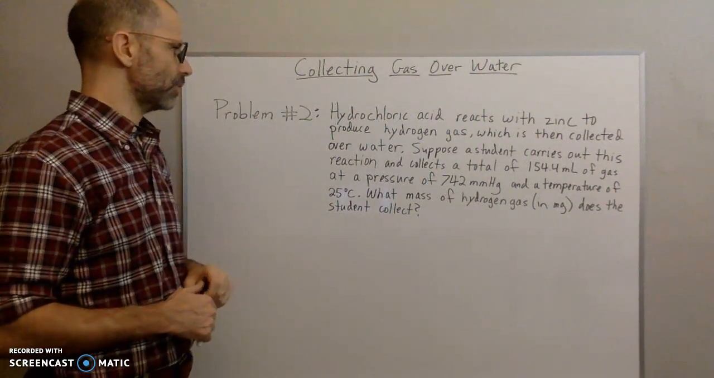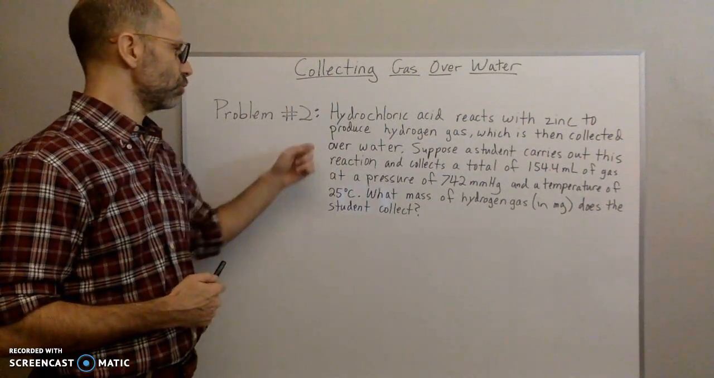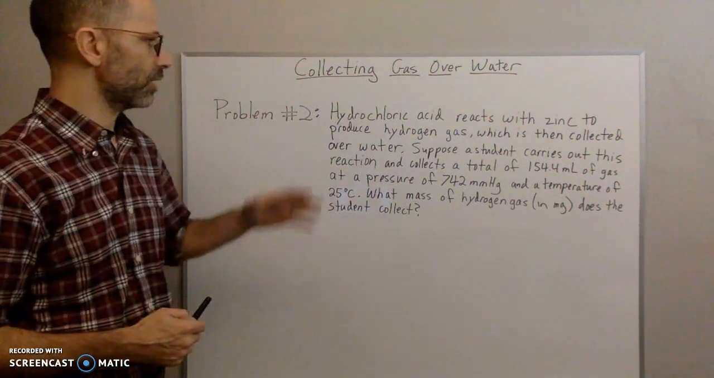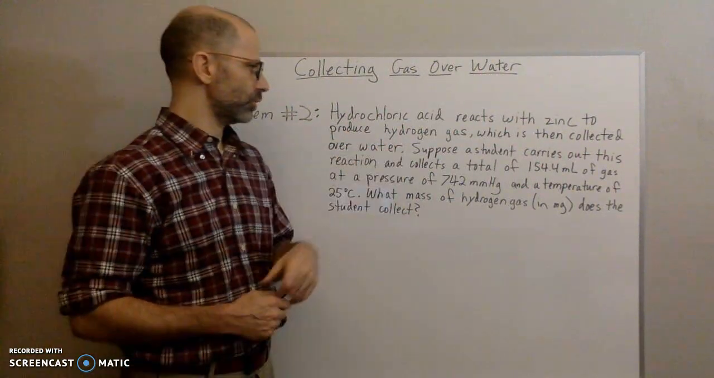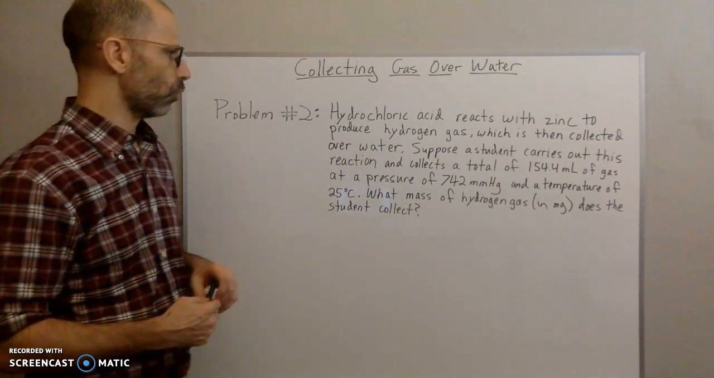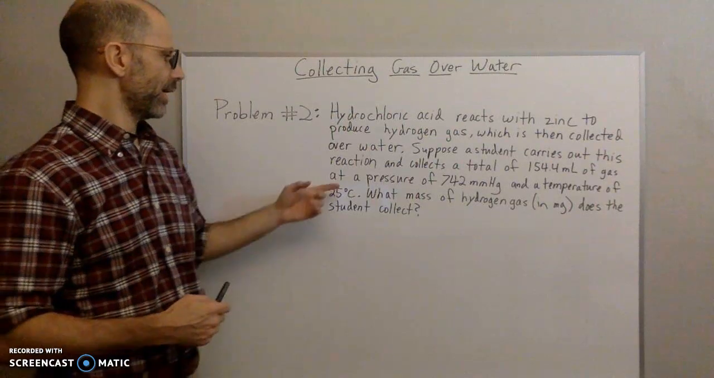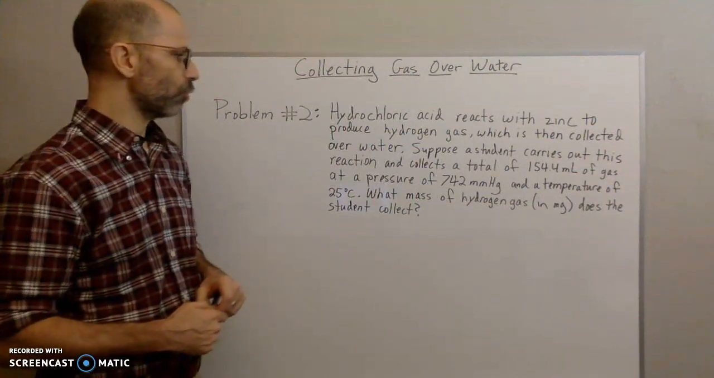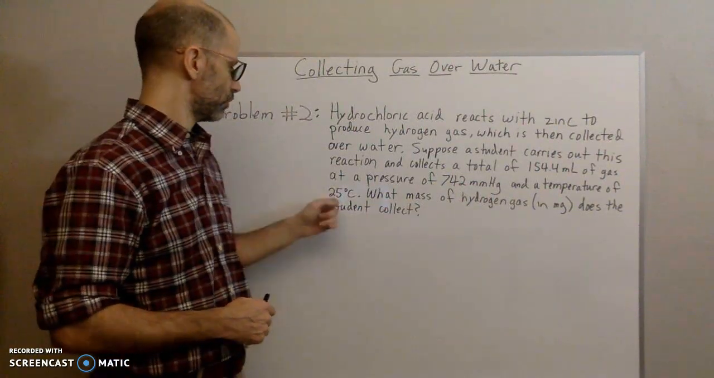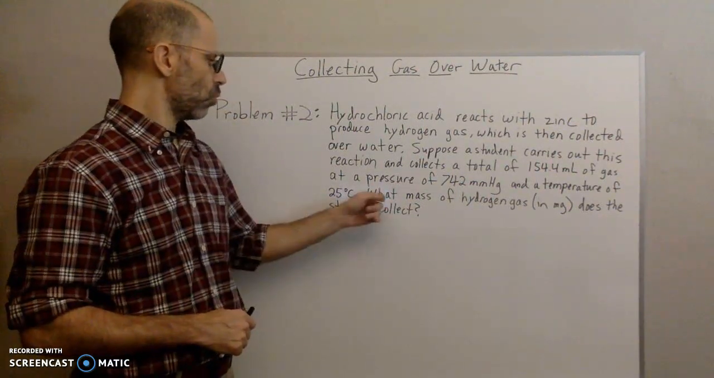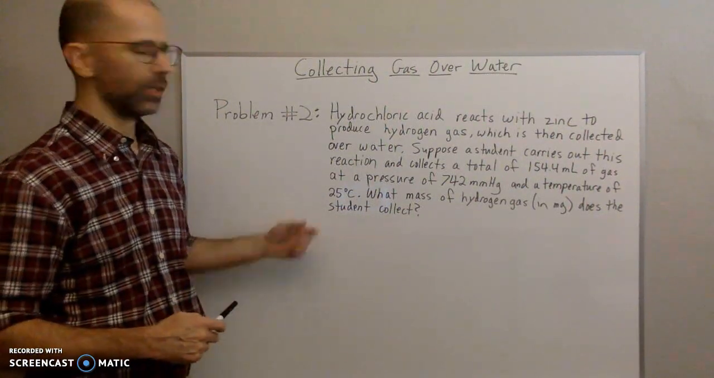Hydrochloric acid reacts with metals, in this case zinc, to produce hydrogen gas, and then the hydrogen gas is collected over water. Suppose a student carries out this reaction and collects a total of 154.4 milliliters of gas at a pressure of 742 millimeters of mercury and a temperature of 25 degrees Celsius. What mass of hydrogen gas in milligrams does the student collect?